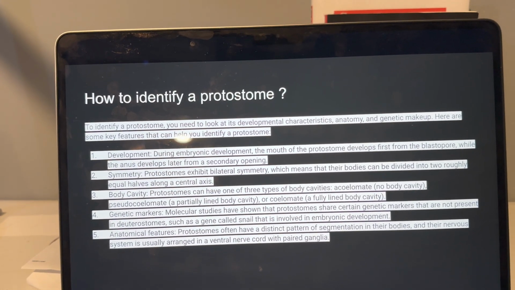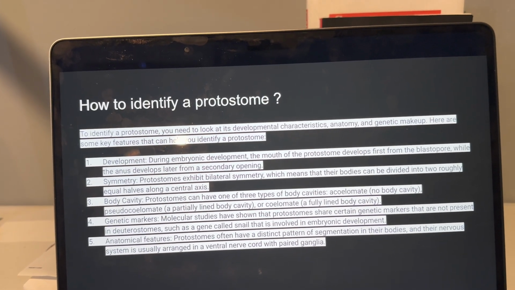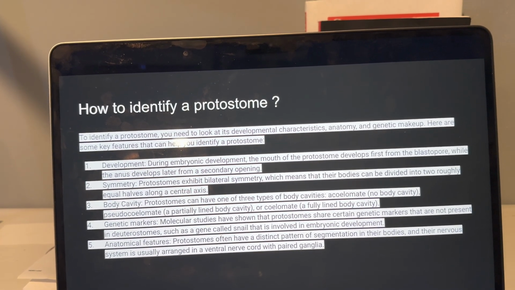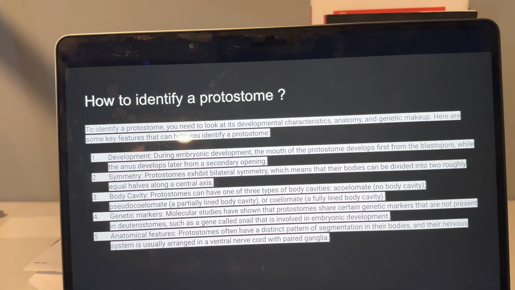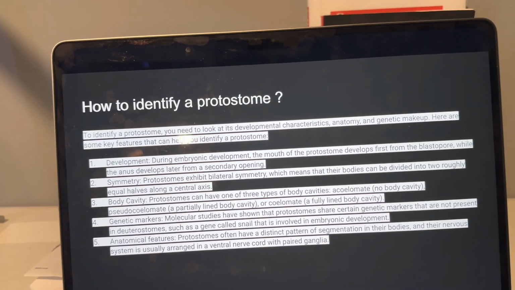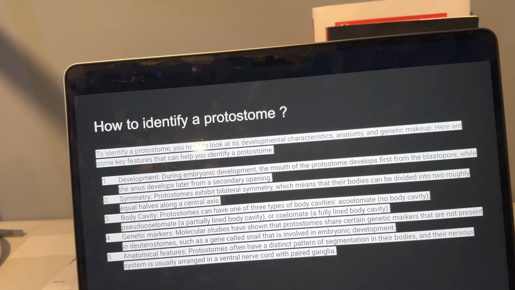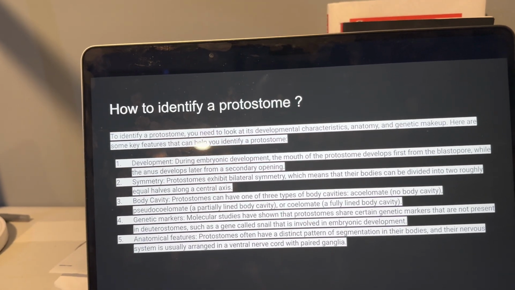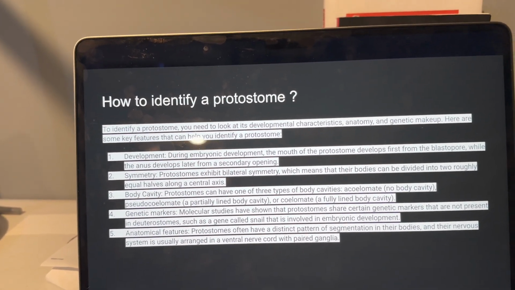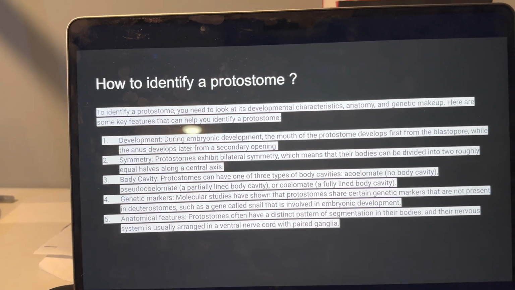How to identify a protostome? To identify a protostome, you need to look at its developmental characteristics, anatomy, and genetic makeup. Here are some key features that can help you identify a protostome. First one, development. During embryonic development, the mouth of the protostome develops first from the blastopore, while the anus develops later from a secondary opening.